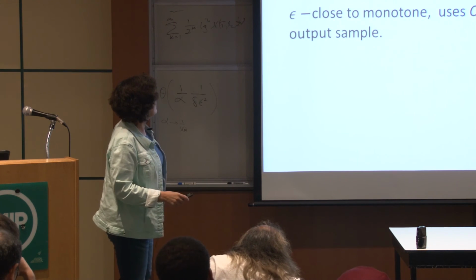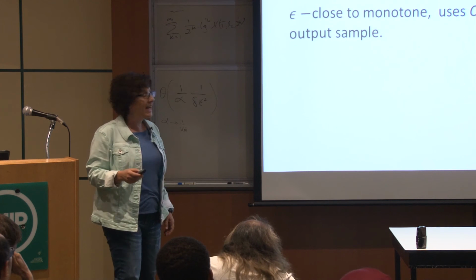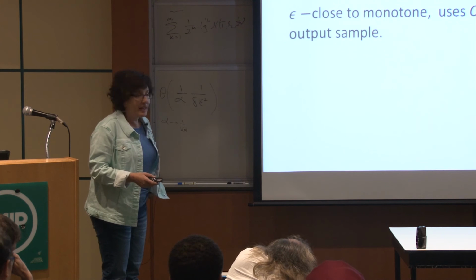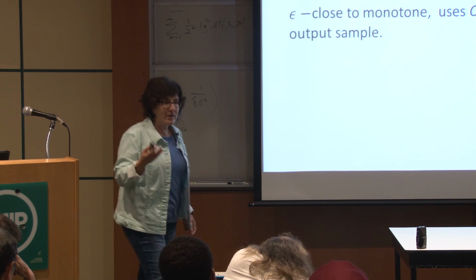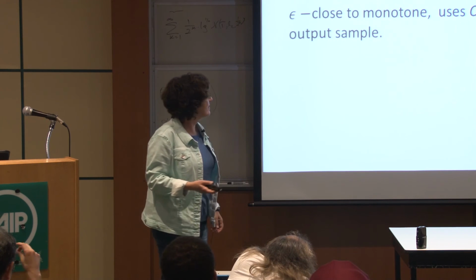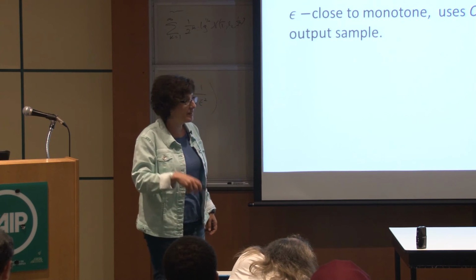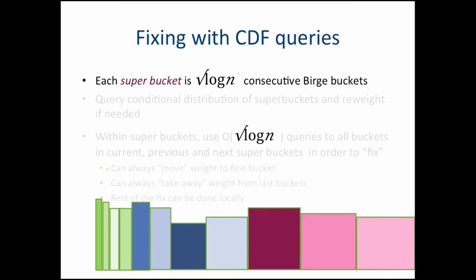Well, here we can actually get a sample corrector that uses root log n queries. So remember the learning bound was log n queries per sample. Here we can use root log n, so the square root of the amount per output sample. Okay, and I'll just give a sense of the idea.